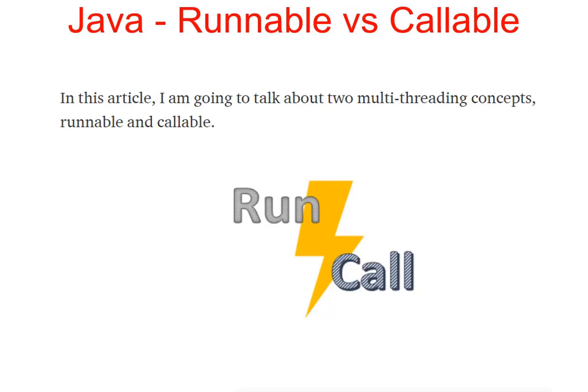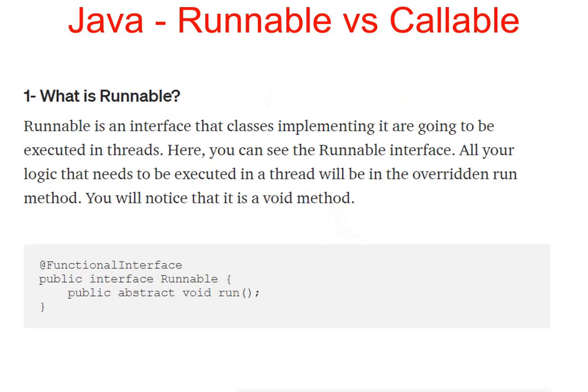Hello friend, in this video I am going to talk about two multi-threading concepts, Runnable and Callable. First we talk about what is Runnable. Runnable is an interface that classes implementing it are going to be executed in threads.